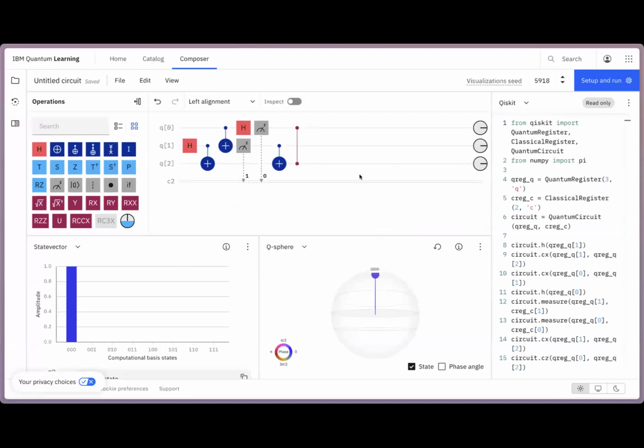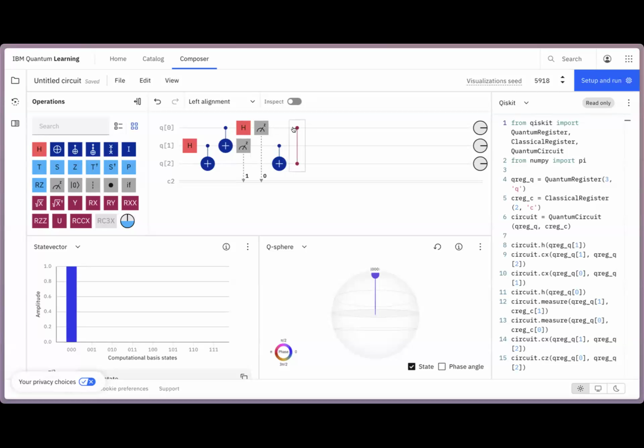this is how the circuit looks in the composer. So with our Bell state formed with the second and third qubit here, we apply the CX gate conditioned on the first qubit and flipping the second qubit. Then we have the Hadamard gate here. And after that, we perform the measurement as shown in the previous diagram. And once we have the third qubit, we then apply the CZ gate.